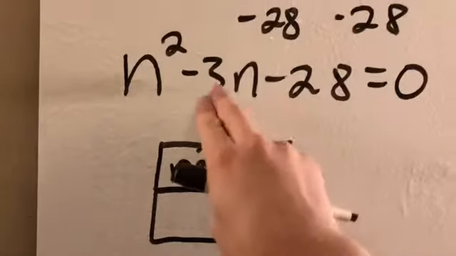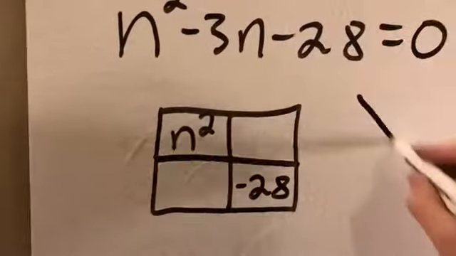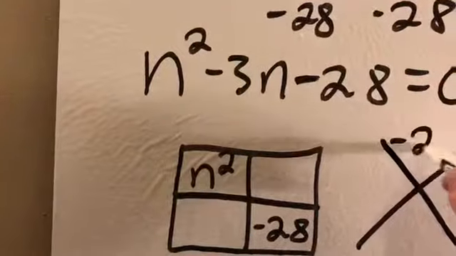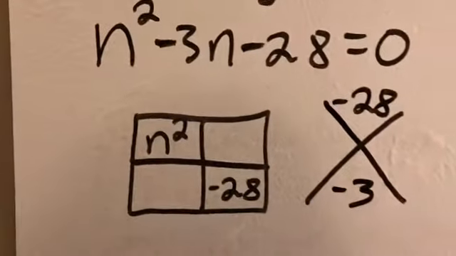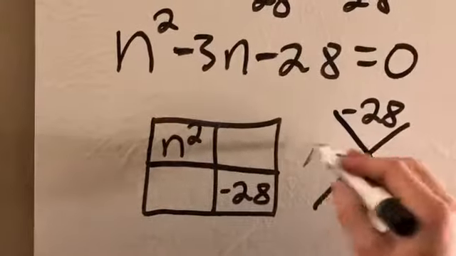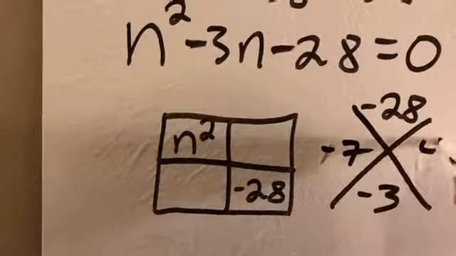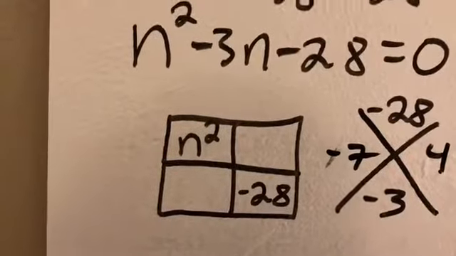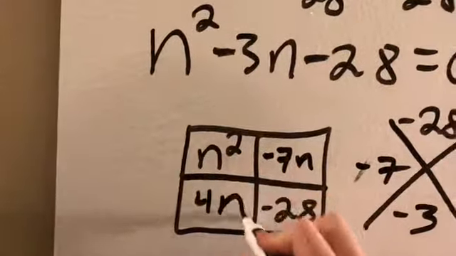Now we have to figure out how do we break that negative 3n into 2 separate boxes for our factors. So we will ask ourselves what multiplies to the last number, including its sign, and what adds or subtracts to the middle number, including its sign. So what multiplies to negative 28, but adds or subtracts to negative 3? Negative 7 times 4 is negative 28. Negative 7 plus 4 is negative 3. So I know this is negative 7n and 4n.